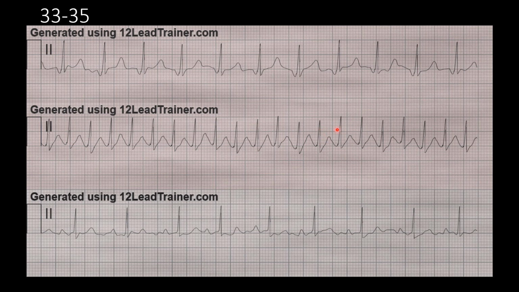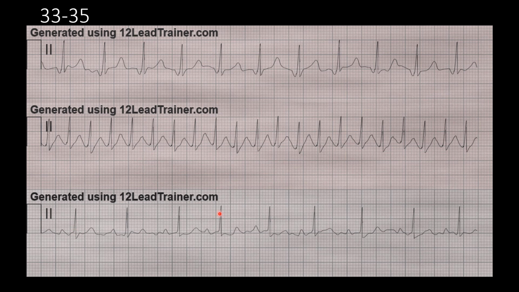We have a rate of just under 300, so in the 200s. We have no discernible P waves. We can't determine PRI, but our QRS is narrow, so it's coming from above the ventricles. And with that, we could call this SVT, or supraventricular tachycardia, which technically isn't a rhythm. It just means that it's so fast we can't tell what it really is.